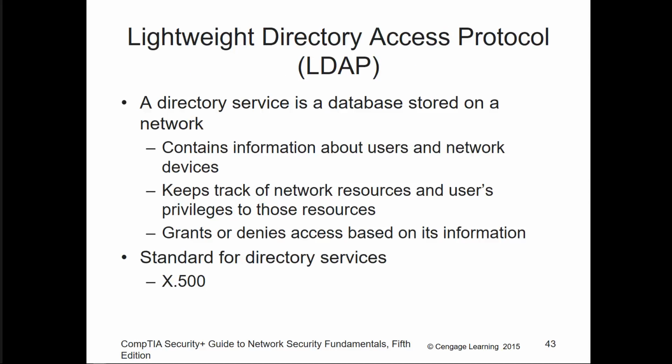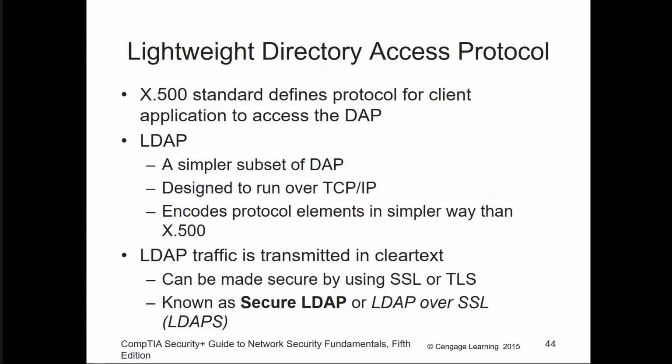LDAP is a directory service protocol, and it's used to contain information about users and devices. It does keep track of network resources, and the privileges for the subjects using them to access those objects. It will either grant or deny access based on that information. It uses a standard for directory services called X.500. The X.500 standard defines the protocol for the application. LDAP is a simpler subset of DAP. It is designed to run over TCP.